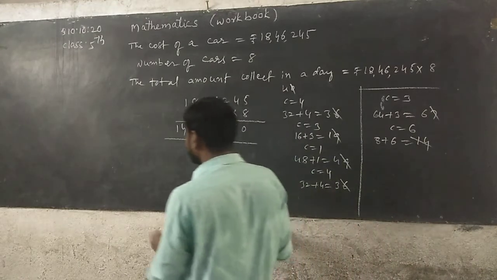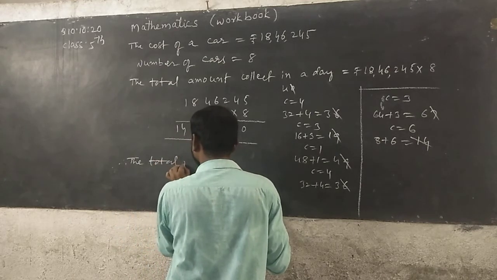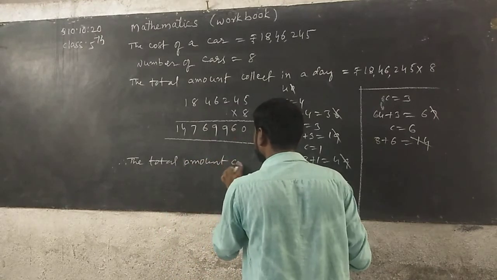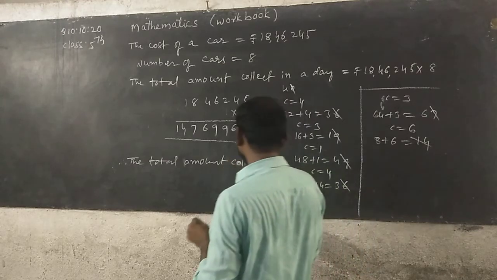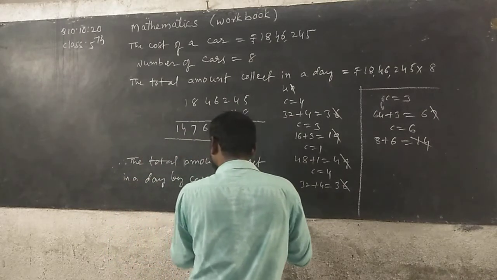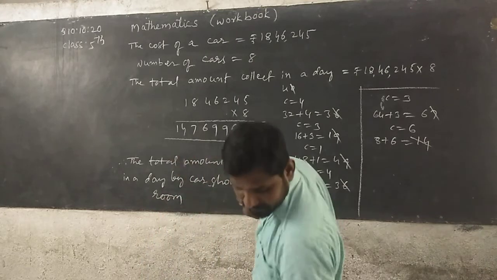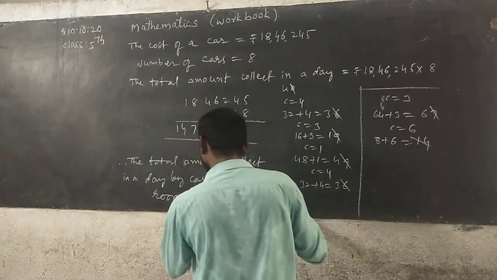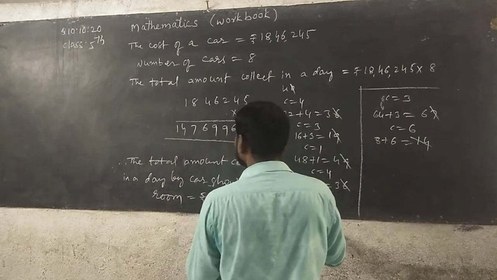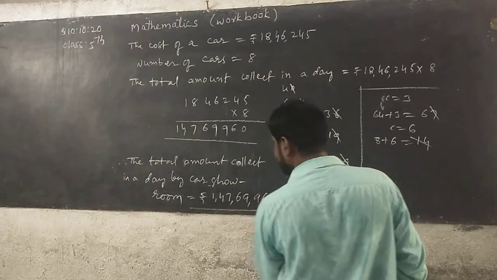See here, therefore, the total amount collected in a day by the car showroom is equal to 1 crore 47 lakh 69,960.